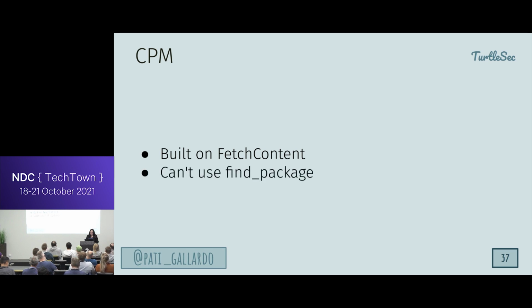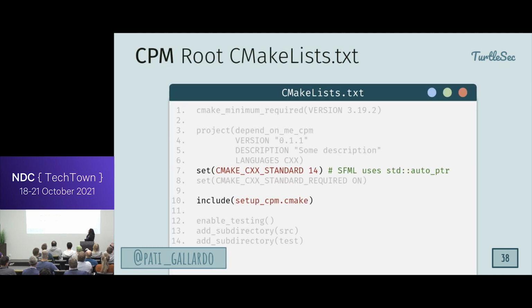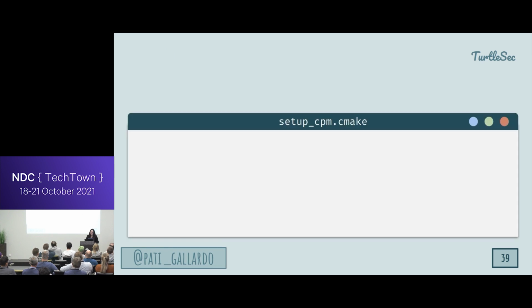What I don't like about this one and about fetch content is that I can't use find package. Another thing I didn't like, and there's probably a way to get around this, is that I had to build with C++14 because SFML uses std auto pointer. I needed a way to say for SFML I would like to build with C++14, but everything else C++17, and no, was not happy.